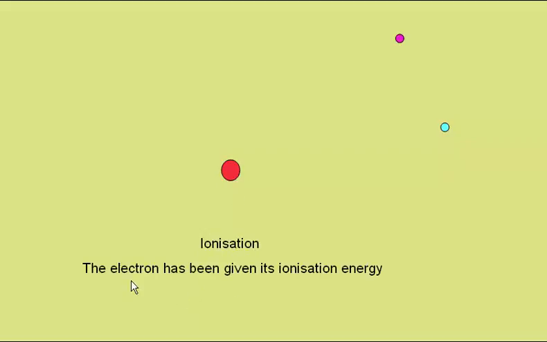The electron is orbiting, the other electron comes in, collides with it, giving it sufficient energy to escape. This is now a charged particle, or an ion, so that was ionisation. The electron has been given its ionisation energy due to the collision.